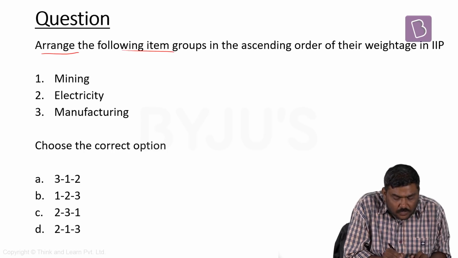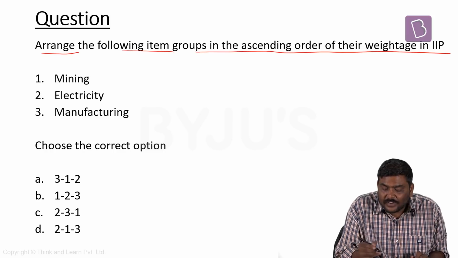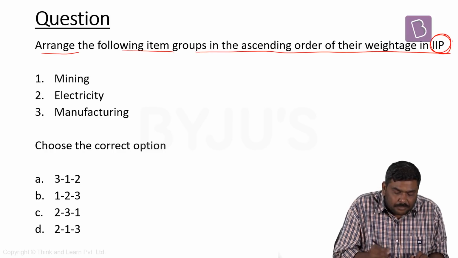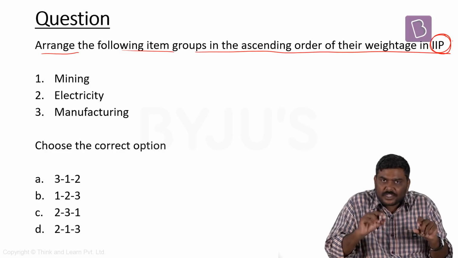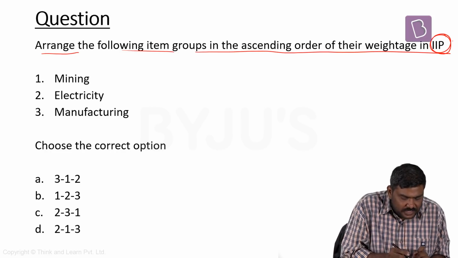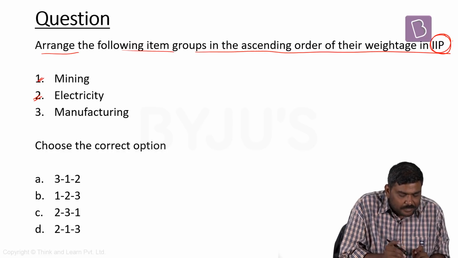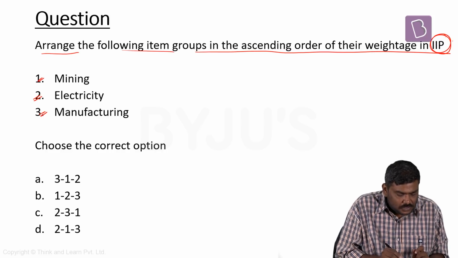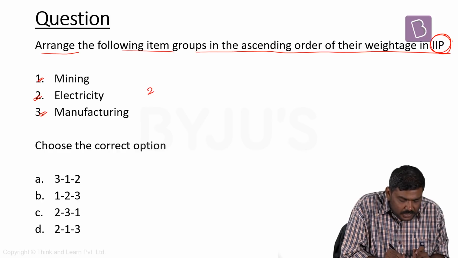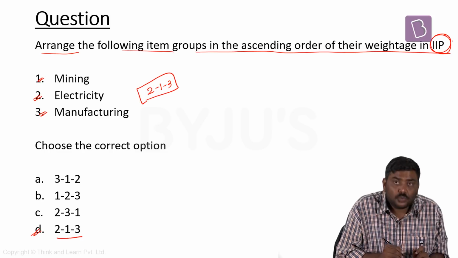Next question. Arrange the following item groups in the ascending order of their weightage in the IIP. It means I'll have to start from the lowest weightage to the highest weightage. The lowest weightage in IIP is given for electricity. Second highest is mining and the highest is manufacturing. So the right sequence will be 2, 1 and 3. So the right option is option D, 2, 1, 3.